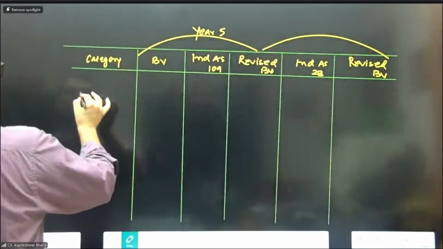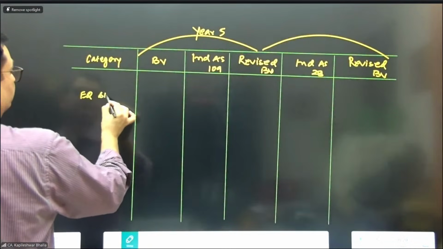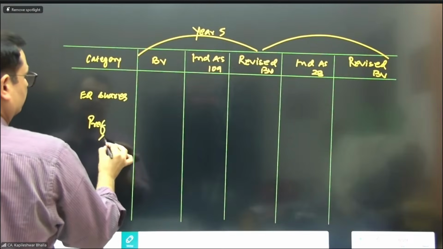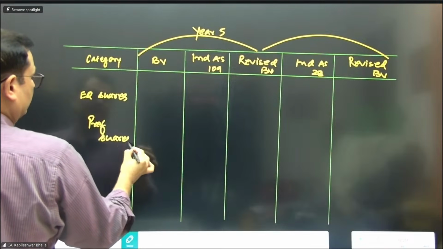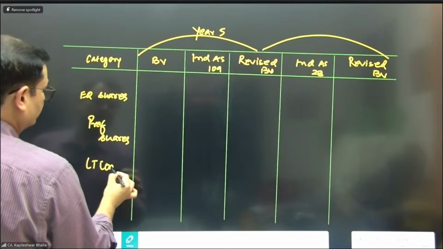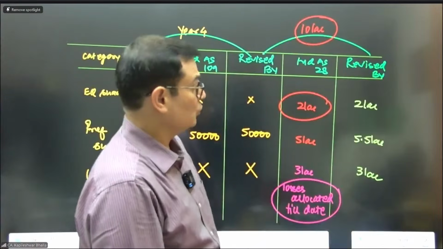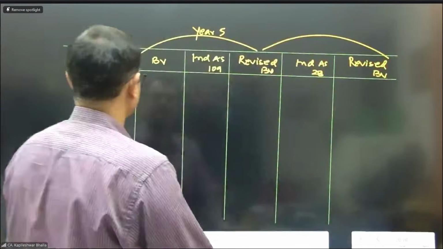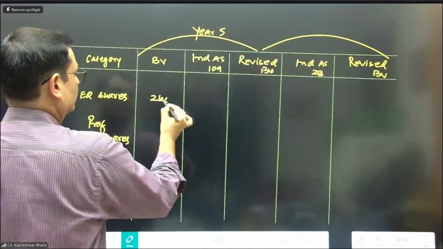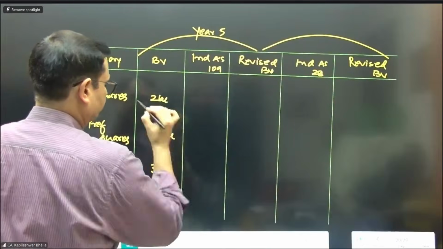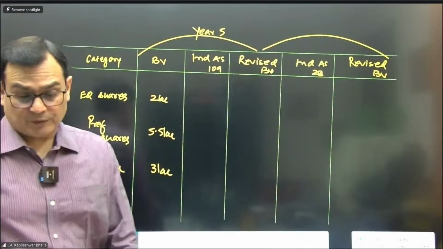So we take care of the equity shares, then the preference shares, and then the long-term loans. And I guess if I come back, it is 2, 5.5. It is 2, it is 5.5, and it is 3 lakhs. Let's look at 109 to begin with.